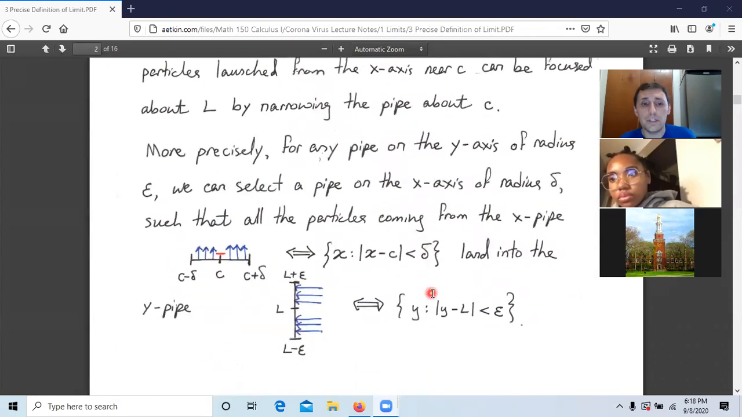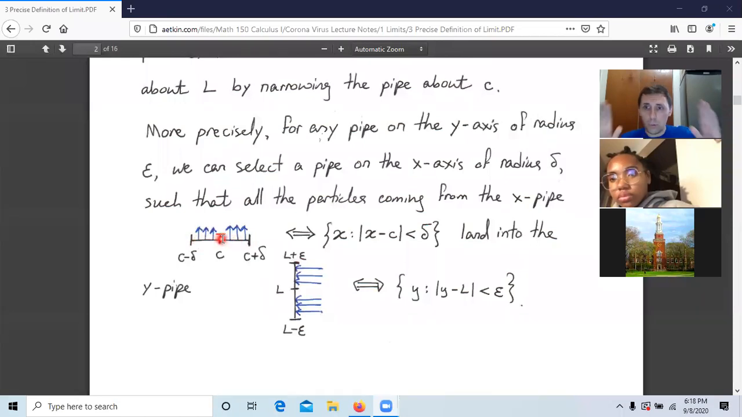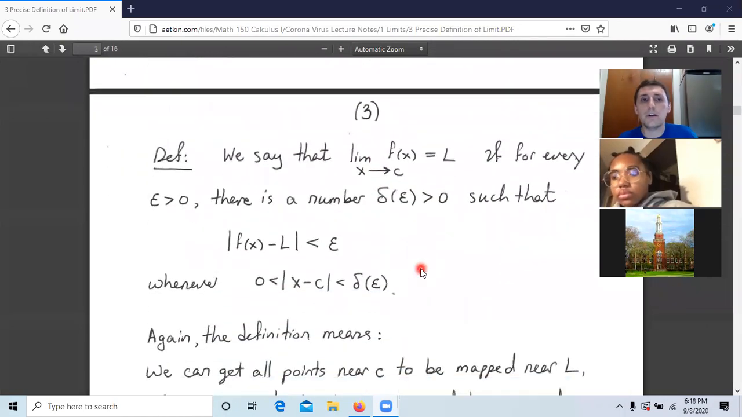Okay, so this is again, right? So you can control the input pipe, how wide it is, and the output pipe, its width is given to you. Cool? So this is how the definition looks formally, and hopefully you will understand this. So you don't read the algebra, you read the meaning. So we say that the limit as x goes to c of f(x) equals L if for every epsilon there exists a function delta of epsilon such that the absolute value of f(x) minus L can be made less than epsilon whenever the distance of x to c is less than delta of epsilon.